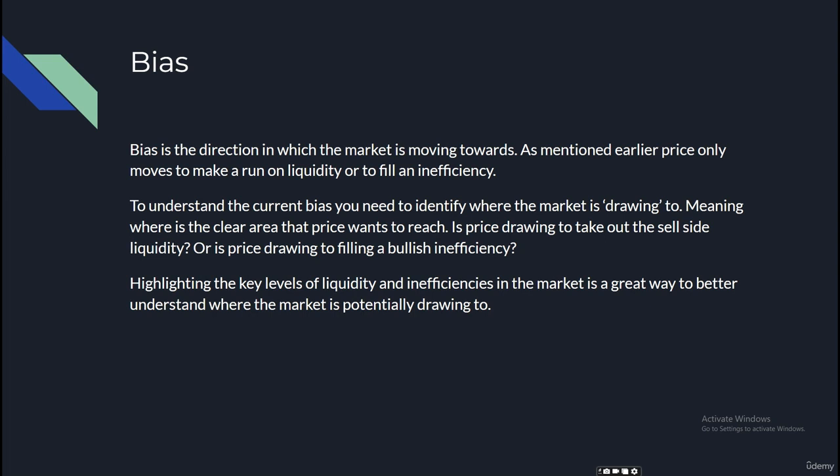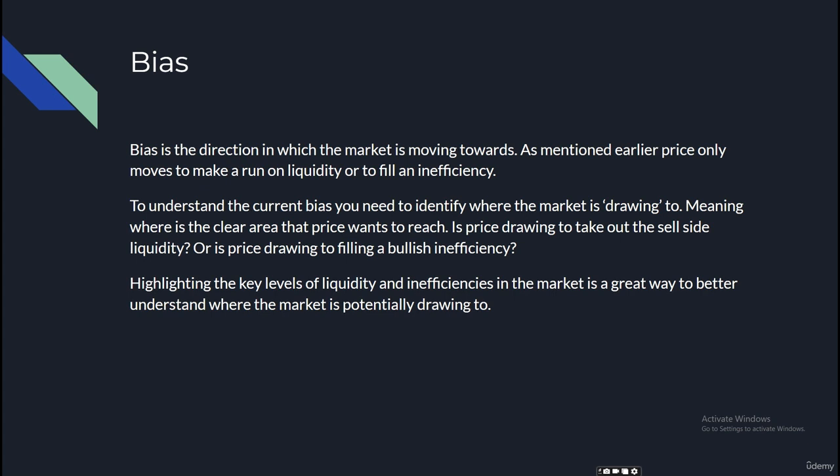What is bias? You heard me talk a lot about bias, and this is the actual definition. Bias is the direction in which the market is moving towards. As mentioned earlier, price only moves for one or two reasons: to make a run on the liquidity, or to fill an inefficiency. And bias is going to help you understand and identify where the market is drawing to. So if you have a bullish bias, you can expect price to make a run on the buy side liquidity because we are bullish.